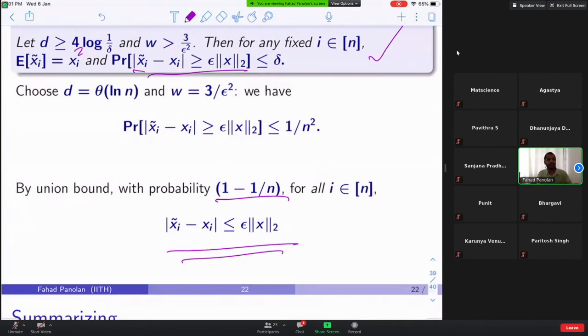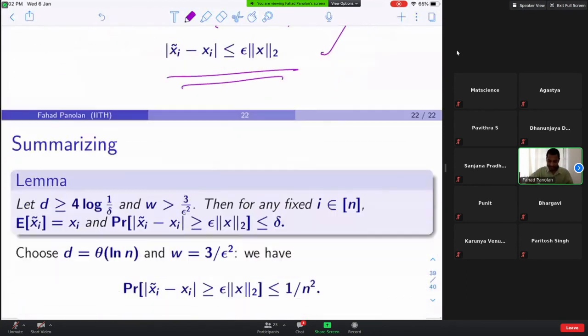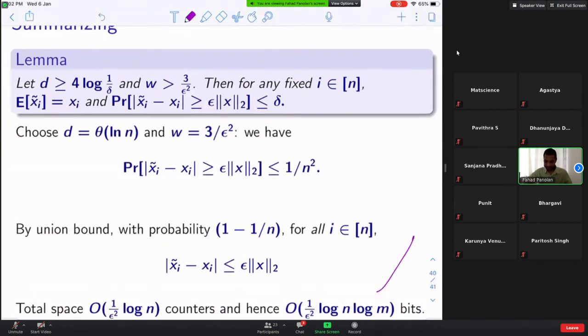Clear? It's just a very simple union bound. For that, I want this probability to be tiny. This probability depends on the number of hash functions you take, and it depends logarithmically, and this logarithmic dependence comes from the Chernoff bound. When you do this Chernoff bound kind of argument, there is a logarithmic dependence there. Okay, and that's it. We got this.